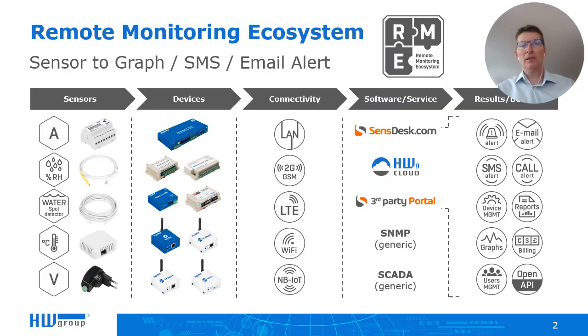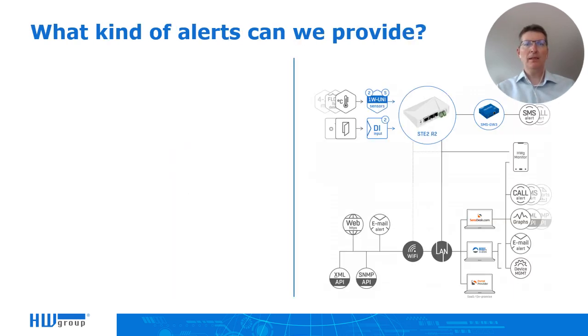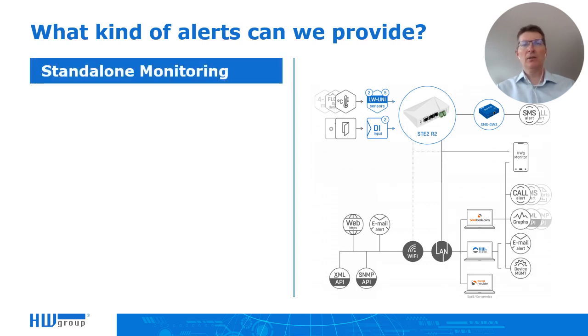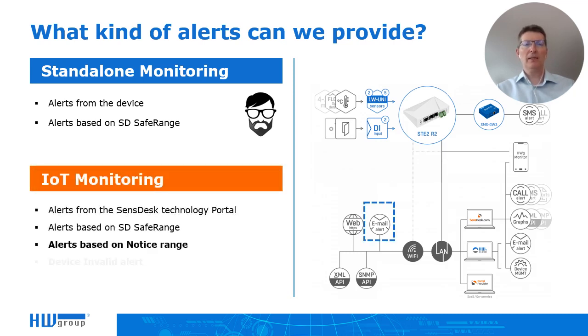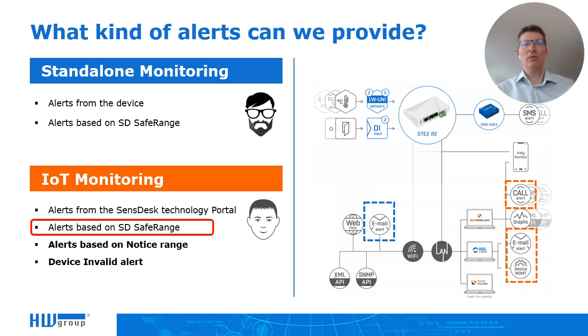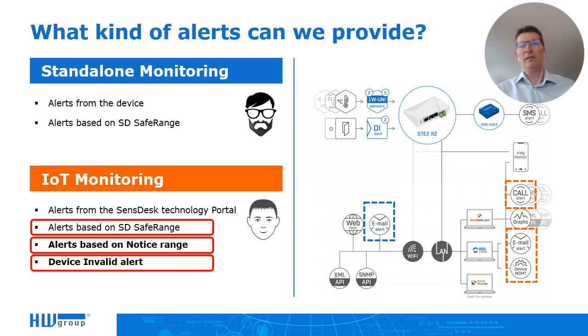The ability to send alerts is a core feature of HW Group remote monitoring ecosystem. For ST2R2, alerts can be set directly on device for standalone monitoring or in the portal for IoT monitoring. Three types of alerts can be set up in the portal: sensor alert based on SDS safe range, sensor alert based on notice range, and device invalid alert. Device invalid alert is the notification based on loss of connectivity between the device and the portal.